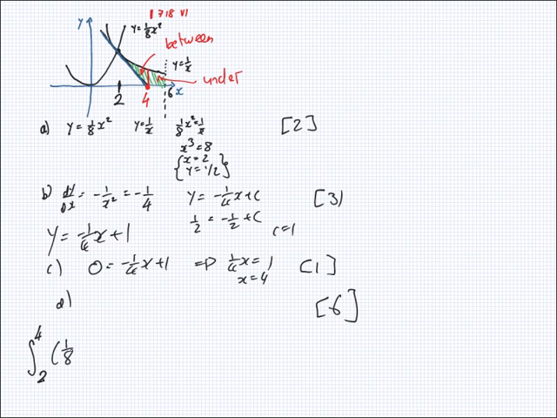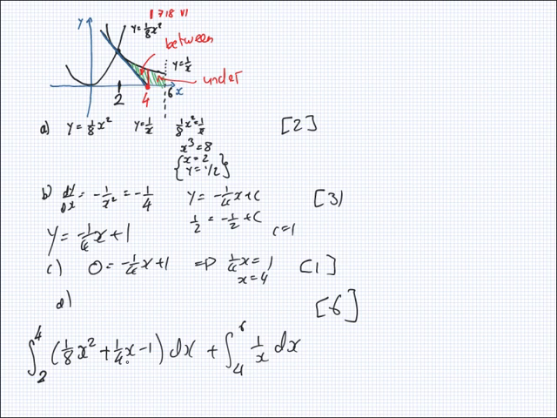So that's 1 over 8x squared minus the line, which is minus 1 over 4. So it'll be plus 1 over 4x minus 1 dx, and then plus 4 to 6, 1 over x dx. How come it's plus here? Here, it's the top minus the bottom, so I flip the signs around. The upper curve minus the lower curve.